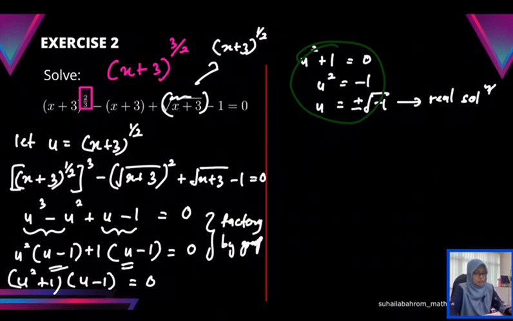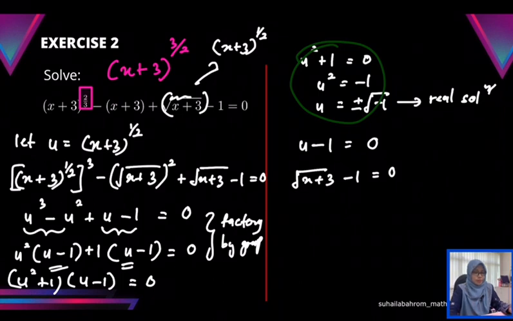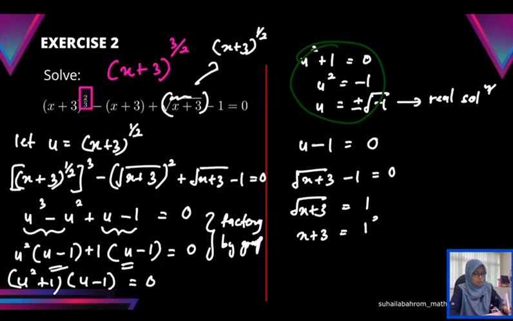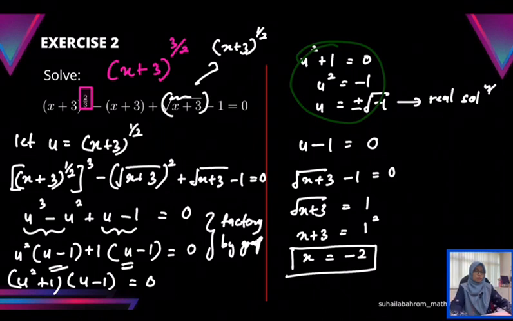So how about the other one? We have here u minus 1 is equal to 0, and u is equivalent to the square root of x plus 3, so square root of x plus 3 minus 1 is equal to 0. Then square root of x plus 3 is equal to 1. Square root you move to the other side, so you will get squared. Therefore, x is equivalent to 1 minus 3, which is negative 2. So the only solution for x is negative 2.